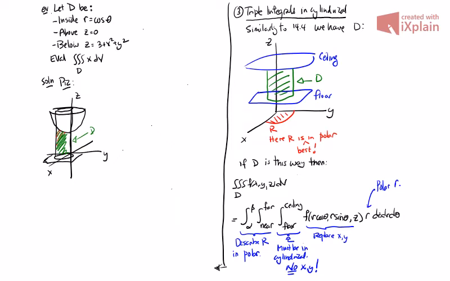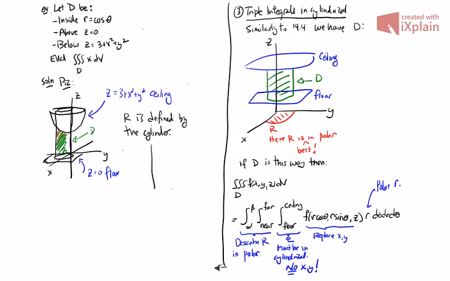But what we can see here pretty easily is that z equals 0 is the floor. The paraboloid is the ceiling. And the R itself is described by the cylinder. R is defined, if you like, by the cylinder. So this is the R. That's this guy.